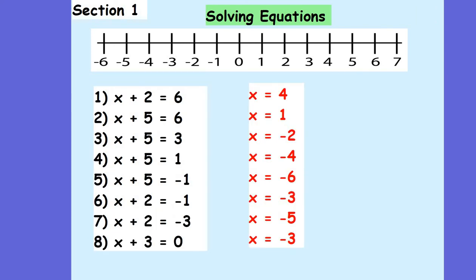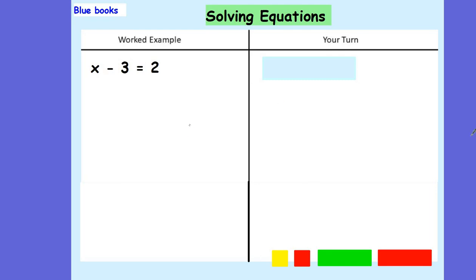And these are the answers if you had a go at these further practice questions. We're going to move on to something slightly trickier. In your dark blue books, I'm going to go through an example and then there'll be one for you to do. This time I've got x, a green rectangle, subtract 3 red squares, is equal to positive 2 yellow squares.